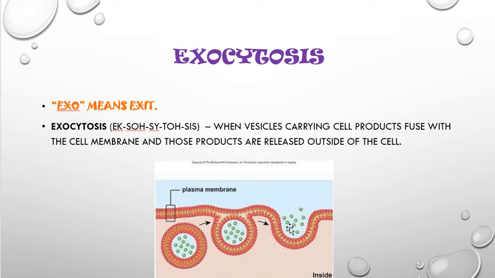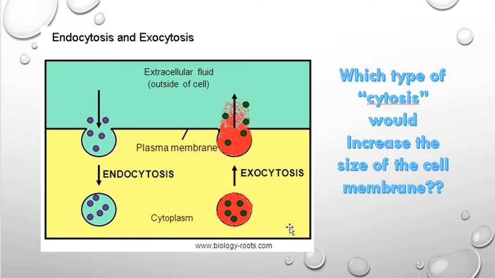And when this happens, the cell membrane gets a little bit bigger since the vesicle is fusing with it. But everything evens out because in endocytosis we're losing a little bit because it's entering the cell. Exocytosis, our cell membrane is gaining a little bit since the vesicle is fusing with it. So which type of cytosis would increase the size of the cell membrane? It'll be exocytosis because the vesicle is fusing with the cell membrane, making it a little bit bigger. Endocytosis would decrease the size of the membrane since we're pinching a little bit of it off to make the vesicle entering the cell.